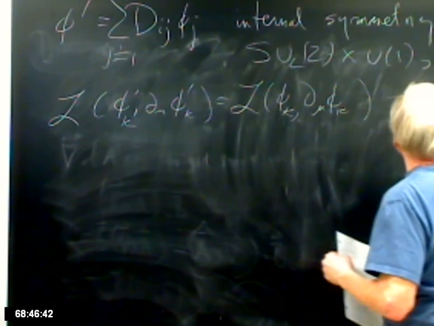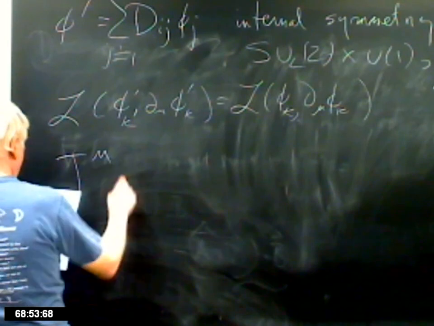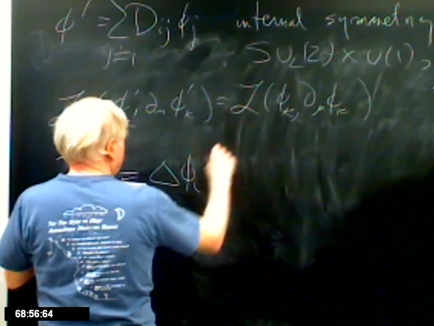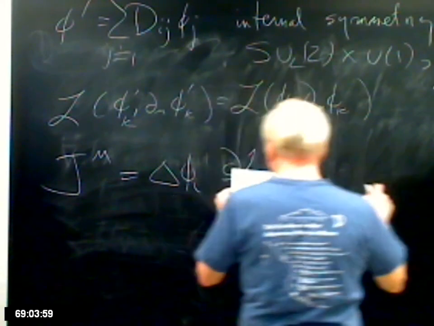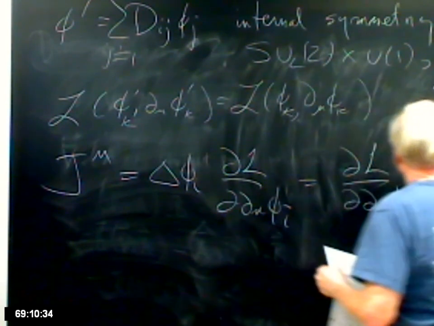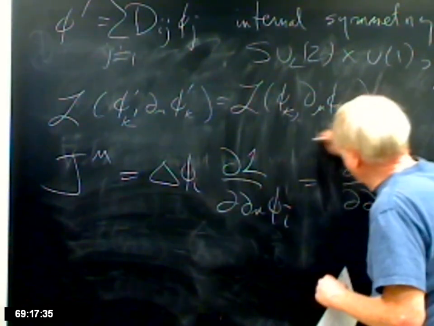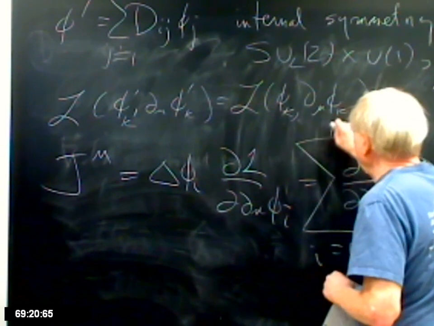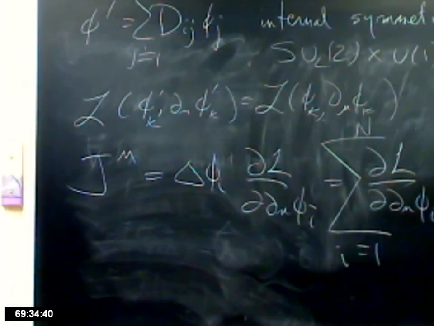In this case, T mu is zero. And what is J mu? Well, J mu is partial L partial d mu phi I, times d I j phi j. So this is the conserved current, and of course we have a sum here. In fact, this in a sense is the most general internal symmetry because you can always take complex fields and regard them as complex combinations of real fields.